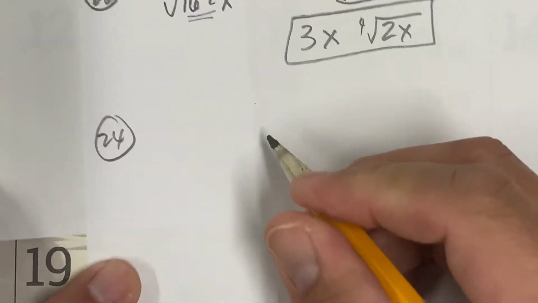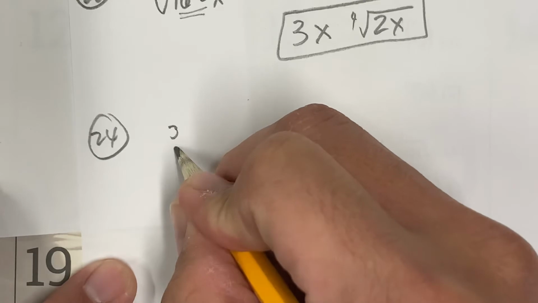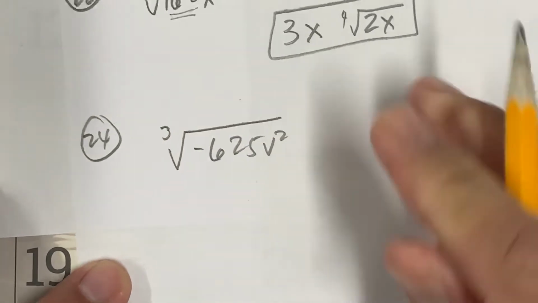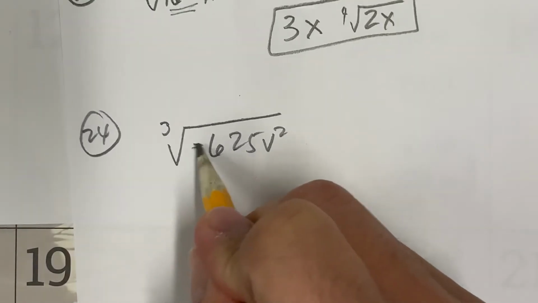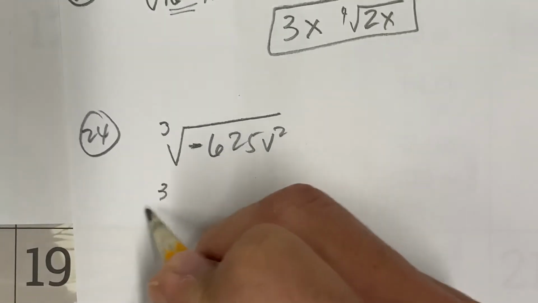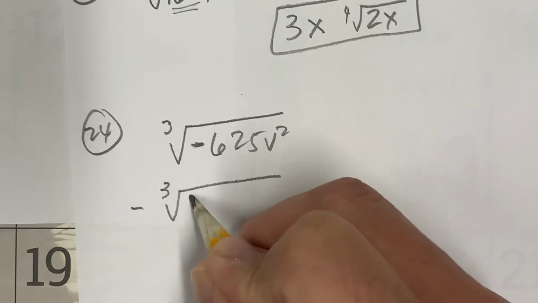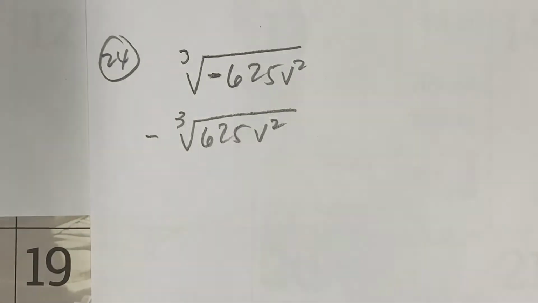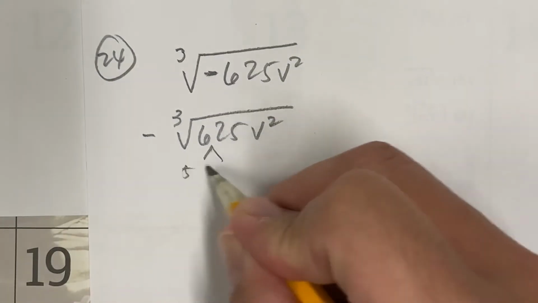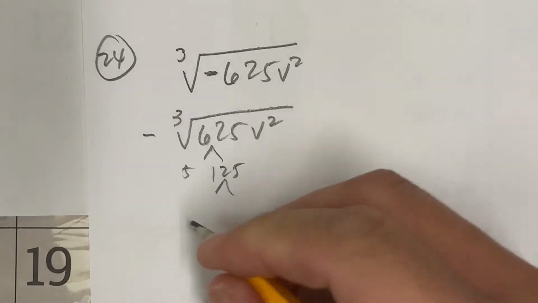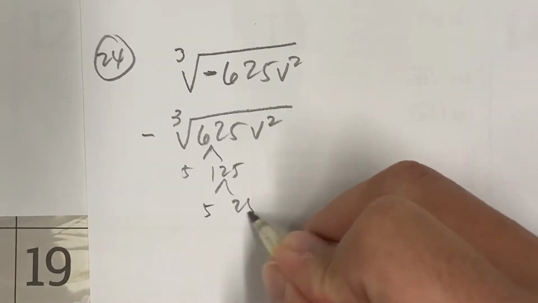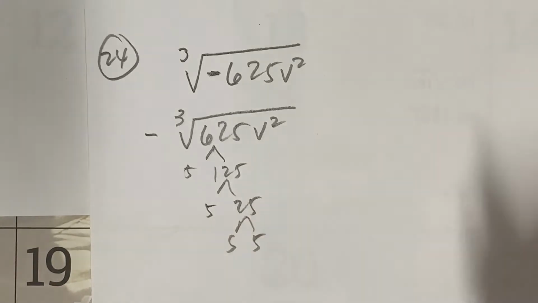24. Cube root of negative 625 b squared. If you remember what I taught you about the negative, just take it outside. So make it negative cube root of 625 b squared and continue your business about it. Okay, so 625 divided by 5, that's 5 and 125, and 125 divided by 5, that gives you 25, and another 2 more 5s there.